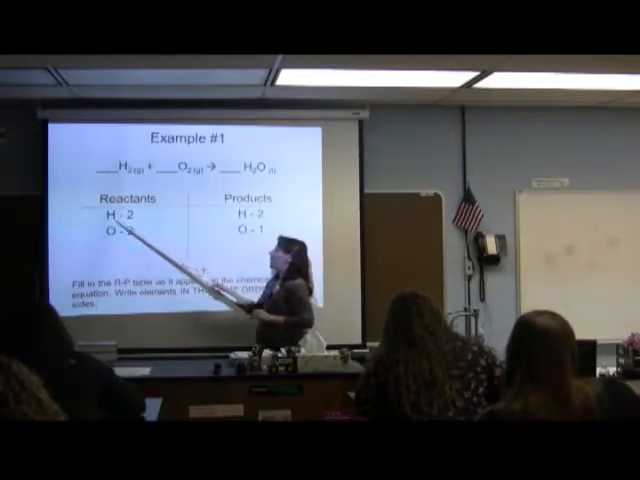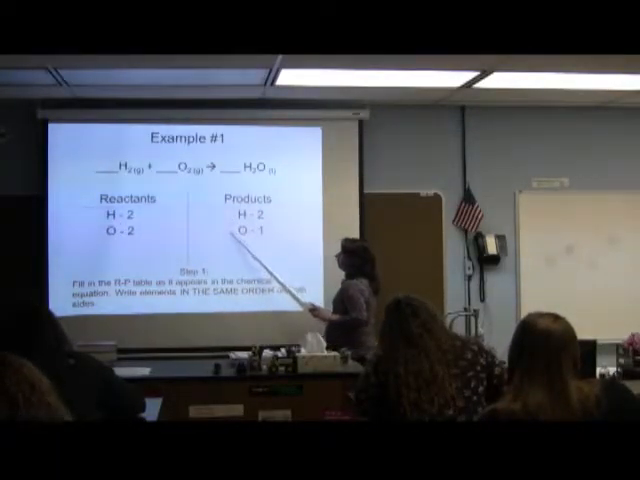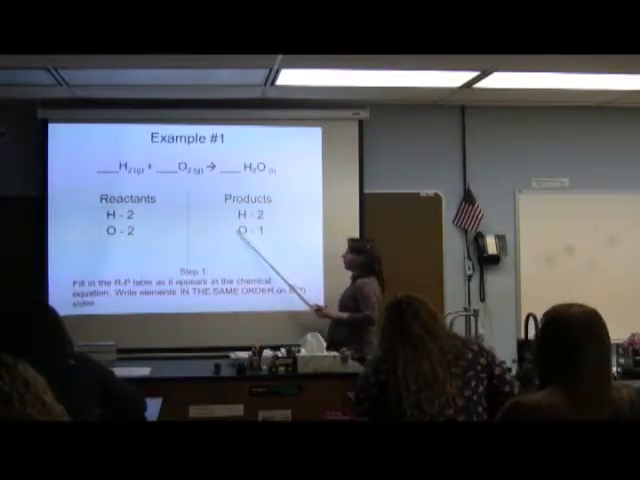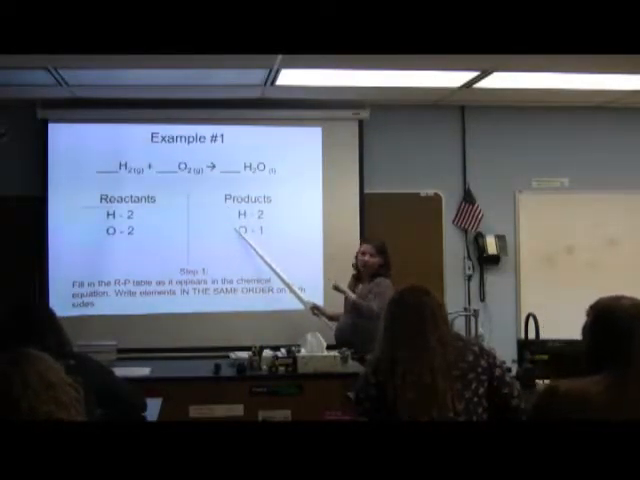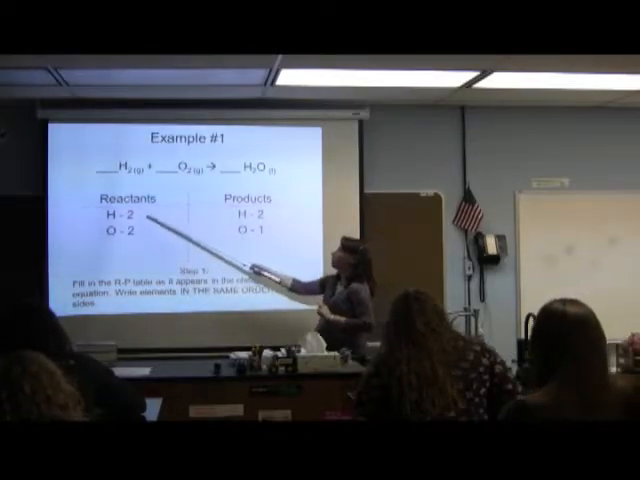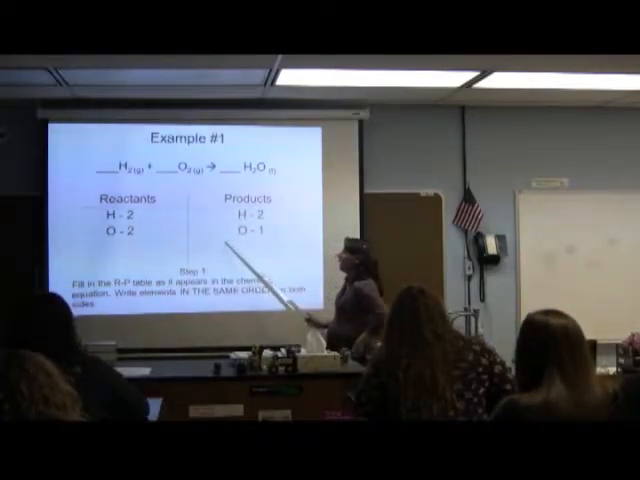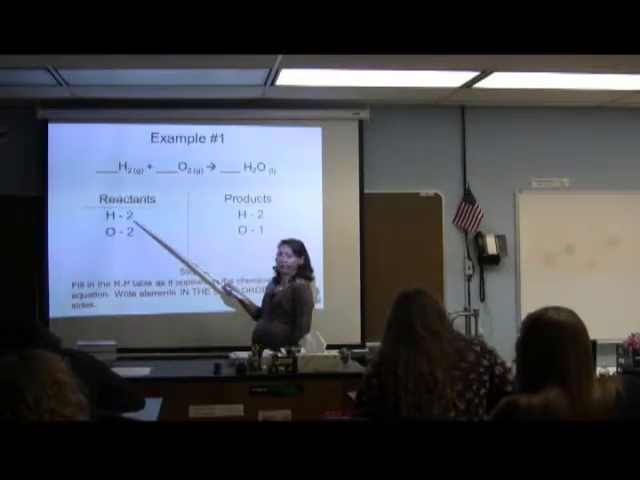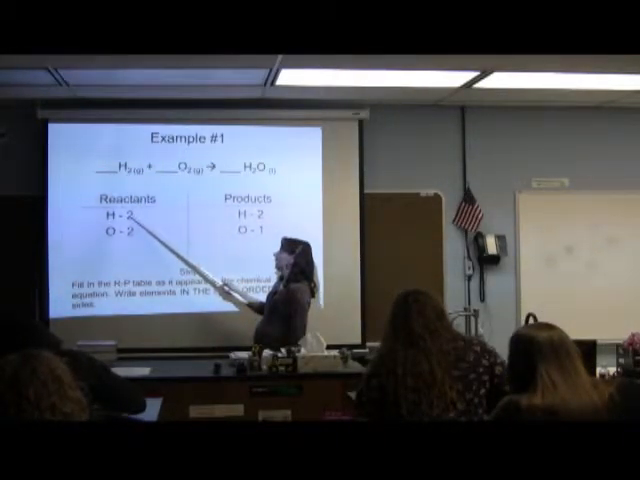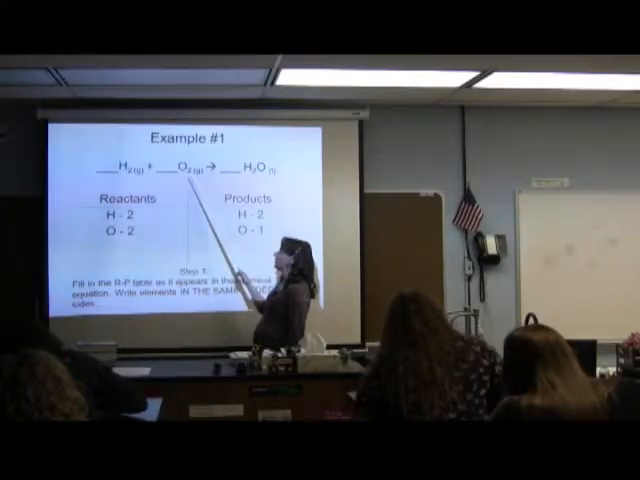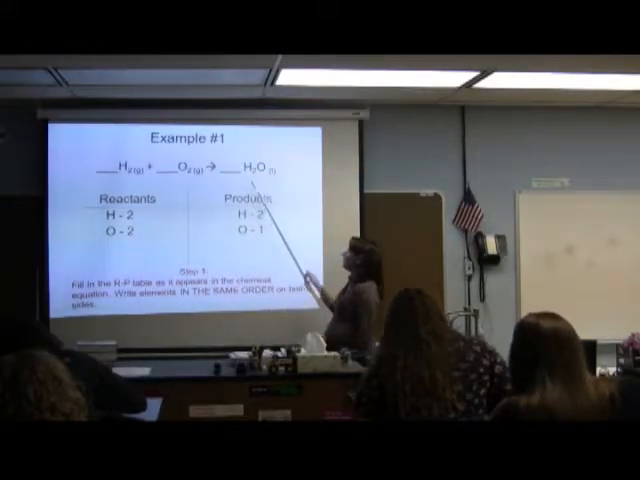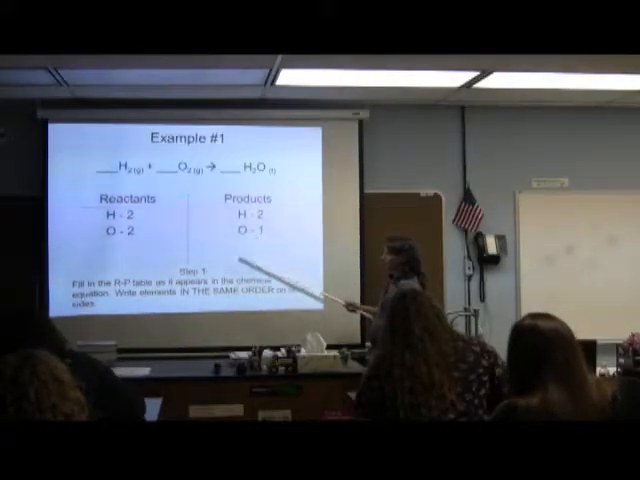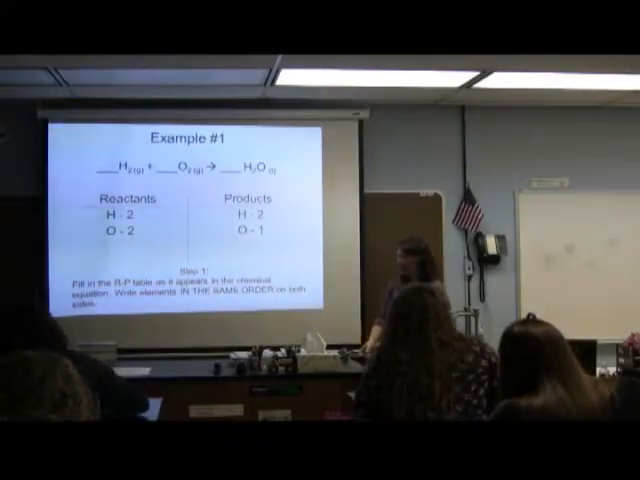And you write your atoms in the same order. If you write them as HO over here and then OH over here, it's going to be really hard to read straight across and compare them. So always write them in the same order. And how did I know that I had two hydrogens to start out with? The subscript, right. And I knew that I had two oxygens because of the subscript here. I knew that I had two hydrogens here, and I knew that I had one oxygen here. So fill it in with your initial information.